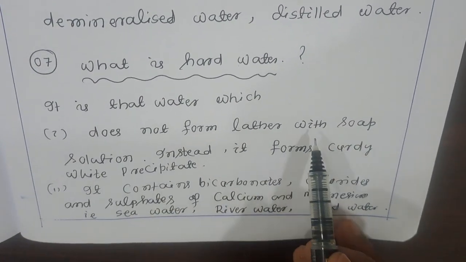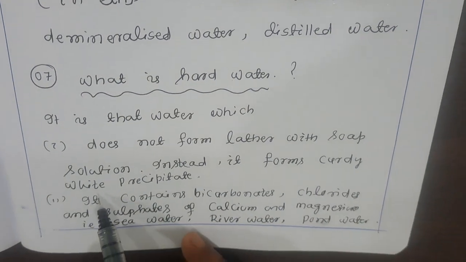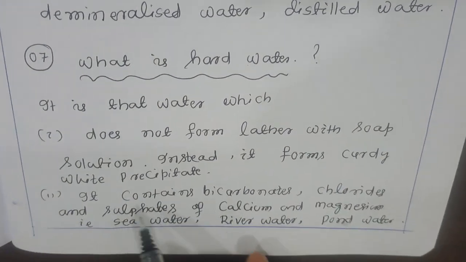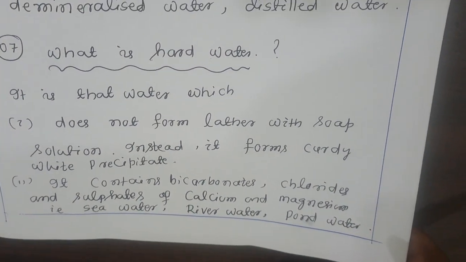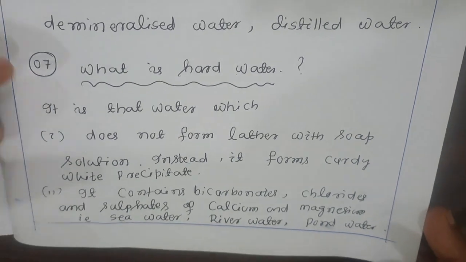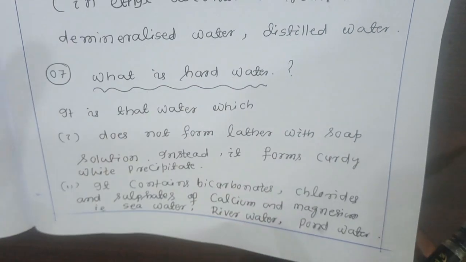It does not form lather with soap solution. Instead, it forms scum with white precipitates. It contains bicarbonates, chlorides and sulfates of calcium and magnesium, that is seawater, river water, and pond water. These are the hard water.